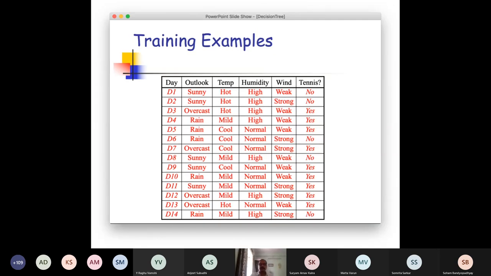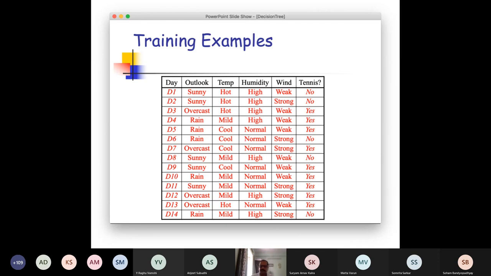Okay, so let us continue this discussion. We will be working out an example, the same discussion, just to illustrate it better. You see here a set of training examples. There are statistics of 14 days, and the last column is the outcome of whether you should play tennis or not. And there are 4 attributes of the days under consideration.